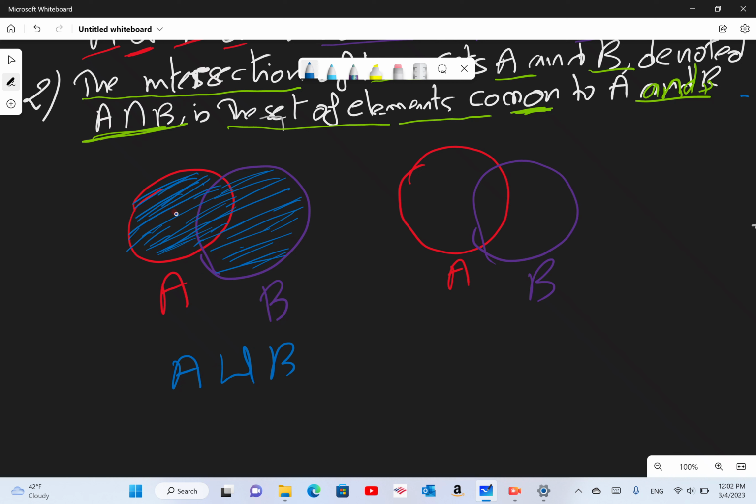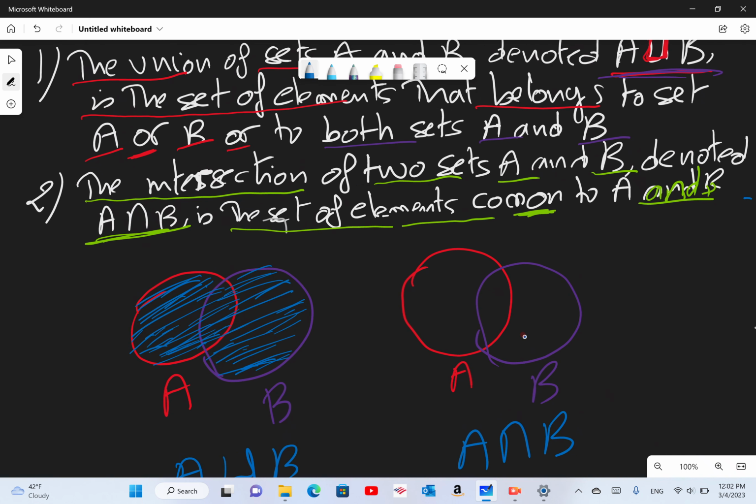So this shaded region would be A union B. The shaded region would be A according to the definition. And what about the intersection? So let's say A intersection B. What would it be according to the definition?